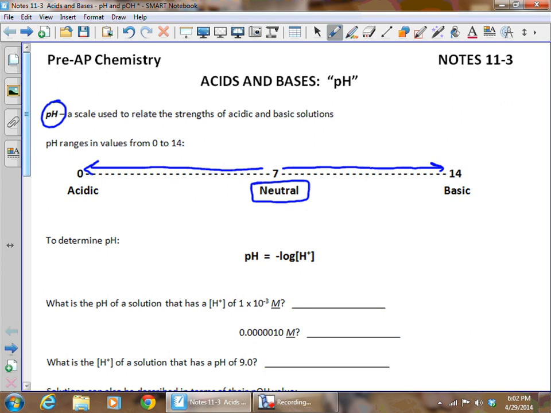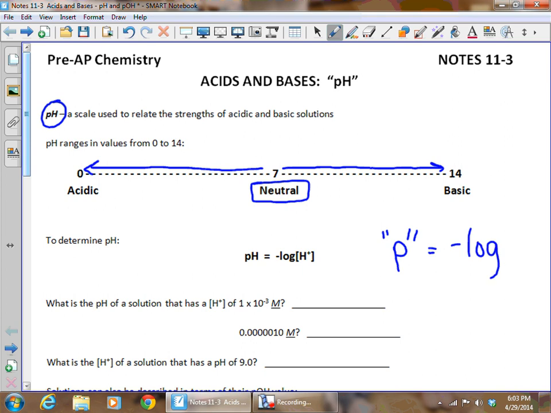Now, to determine pH, all we need to know is the hydrogen ion concentration. The hydrogen ion concentration, if we take the negative log of that, that's going to give us pH. P in front of anything in chemistry simply means negative log of whatever comes after it.